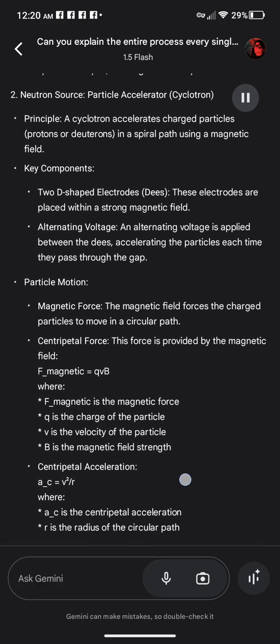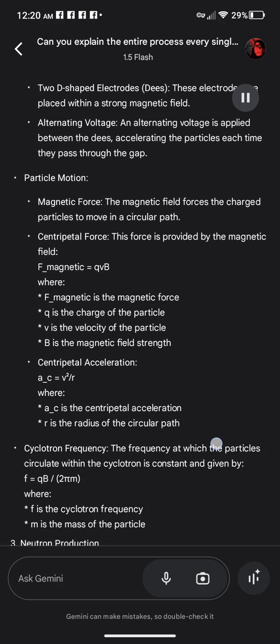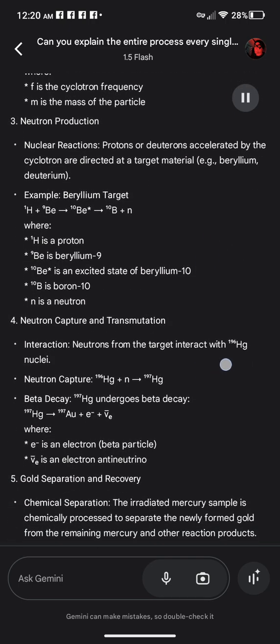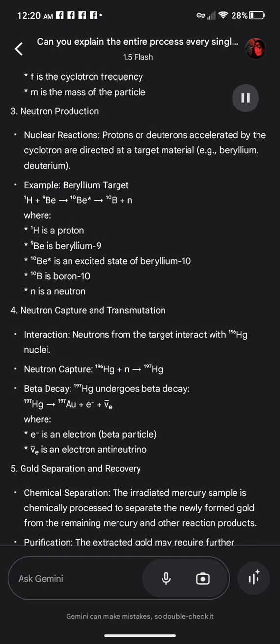Three, neutron production. Nuclear reactions. Protons or deuterons accelerated by the cyclotron are directed at a target material, e.g., beryllium, deuterium. I've never even heard of deuterons. Beryllium target: H plus 9Be arrow. No, you don't want to do any beryllium. H is a proton. 9Be is beryllium-9. 10B* is an excited state of boron-10. B is boron-10. n is a neutron.